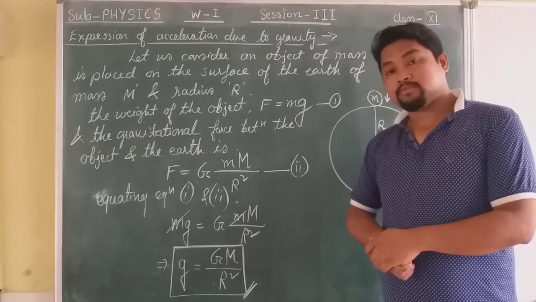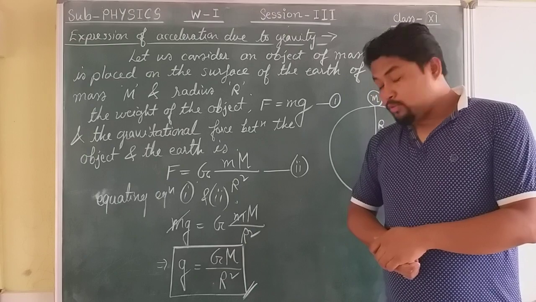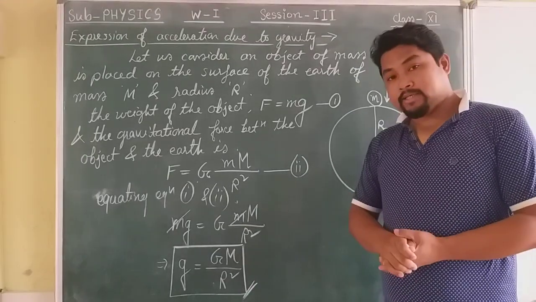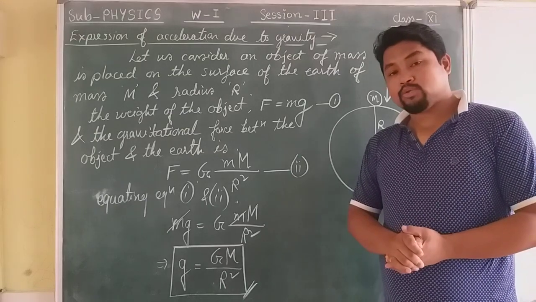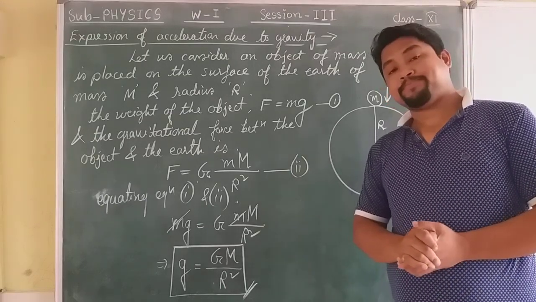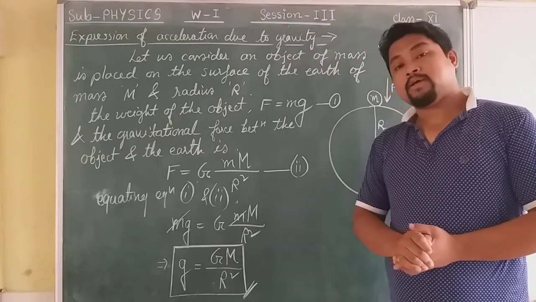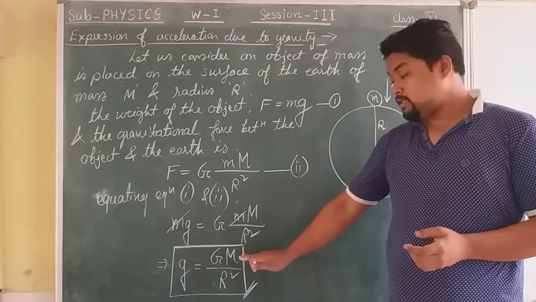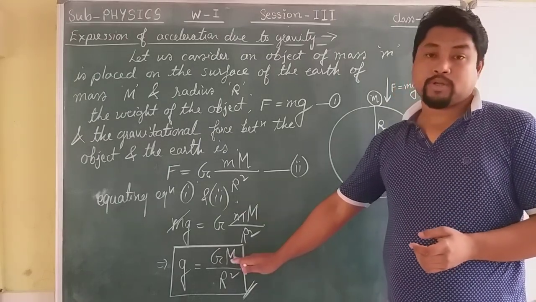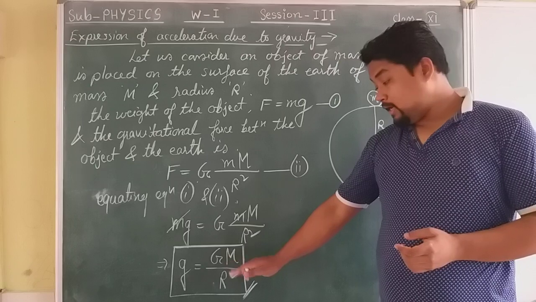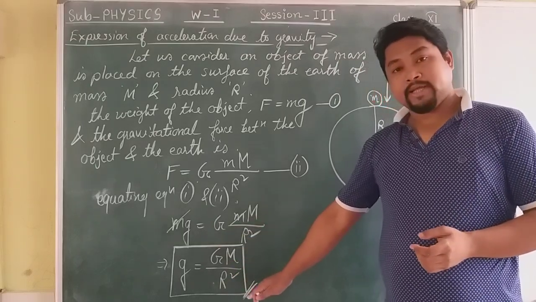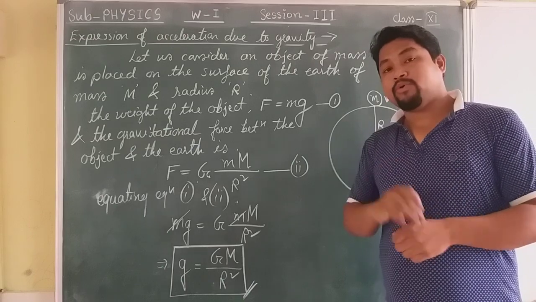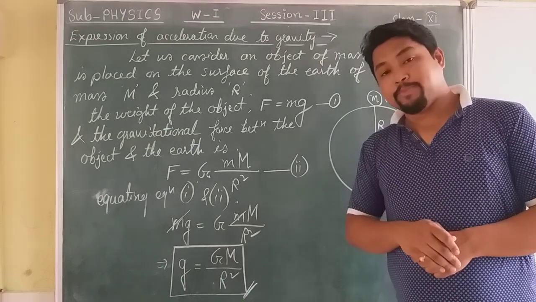Right? So we know that the mass of the earth M is equal to 6 into 10 to the power 24 kg. Okay? Mass of the earth is 6 into 10 to the power 24 kg. And radius of the earth is what? Radius of the earth is 6.4 into 10 to the power 6 meter.